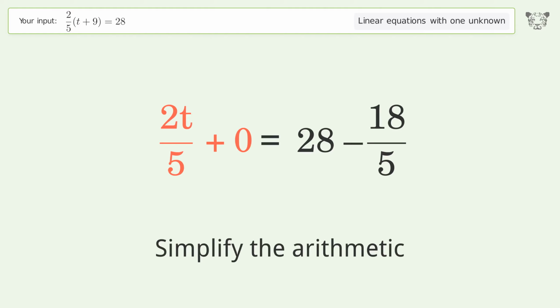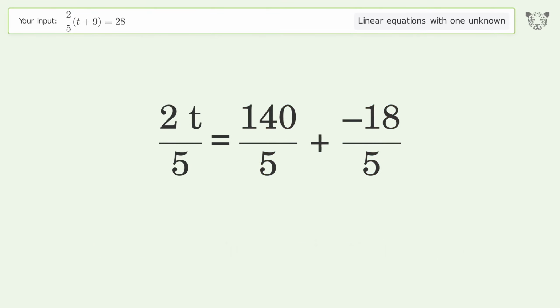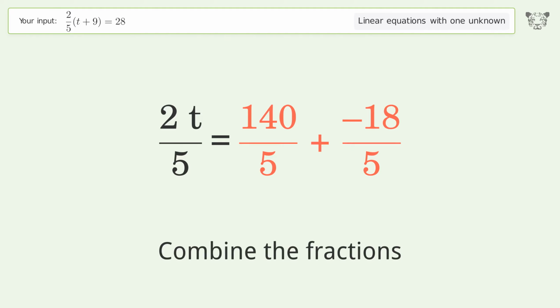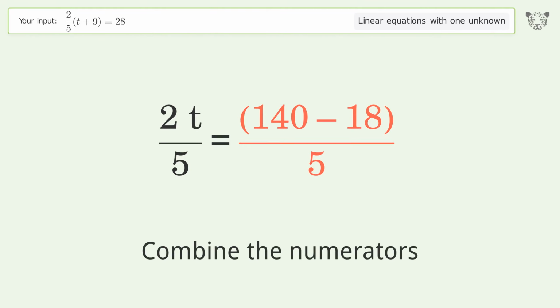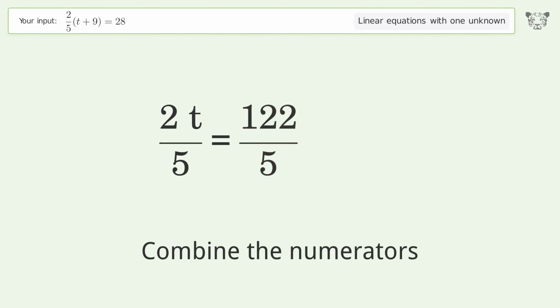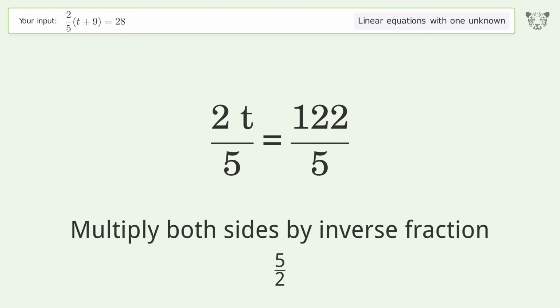Simplify the arithmetic. Convert the integer into a fraction. Combine the fractions. Combine the numerators. Isolate the t. Multiply both sides by inverse fraction 5 over 2.